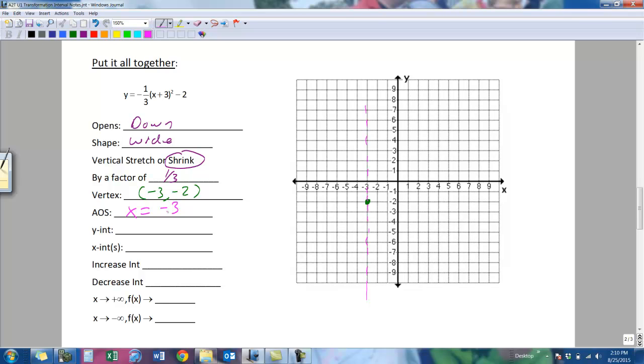The y-intercept is always the point 0, something. So I'm going to plug that in for x. 0 plus 3 is 3. Squared is 9. -1/3 times 9 is -3. -3 minus 2 is -5. So I plugged in 0 for x and calculated that. 0, -5.